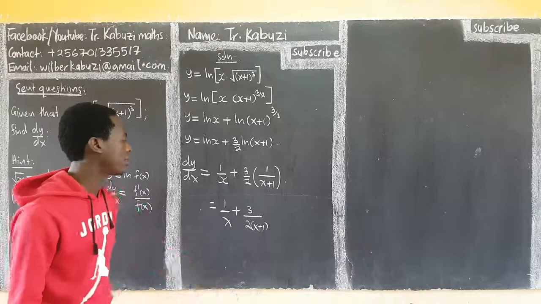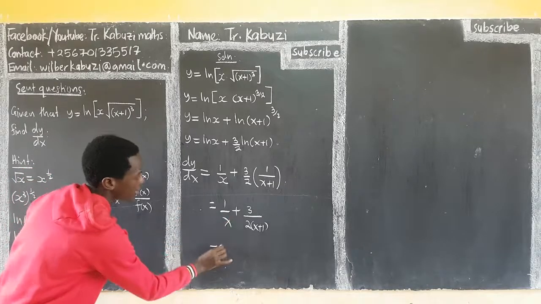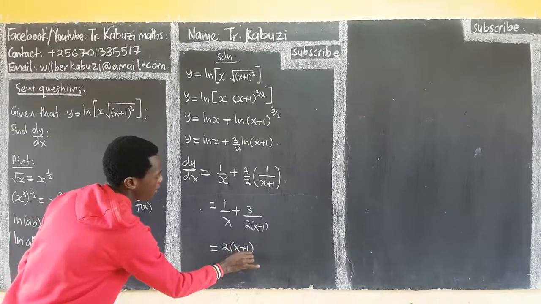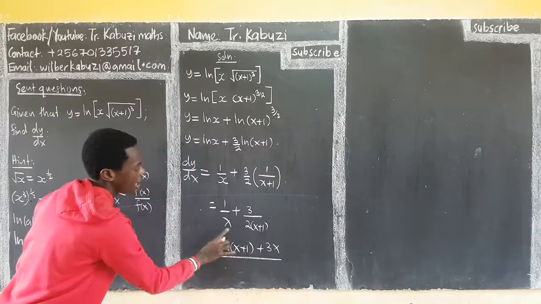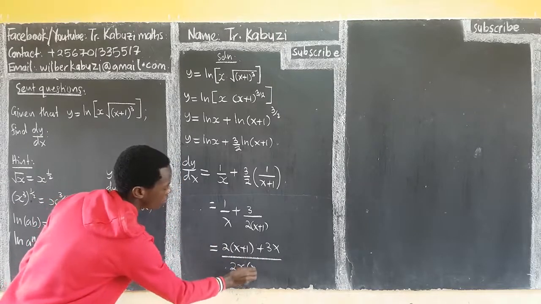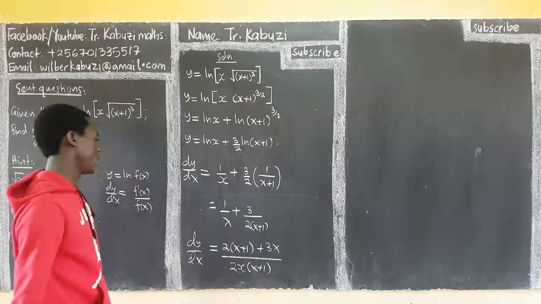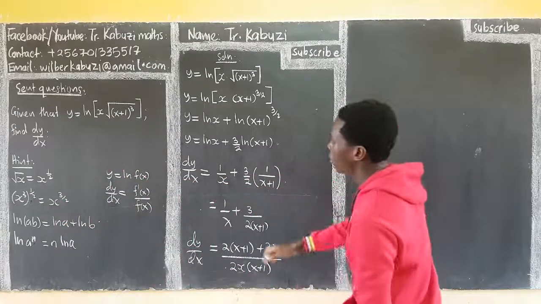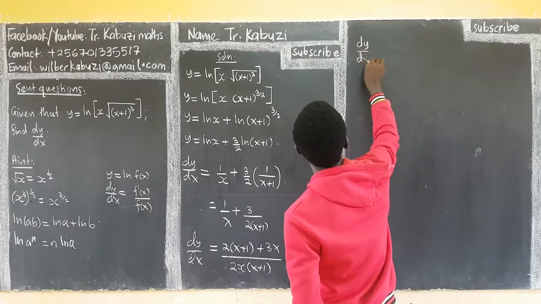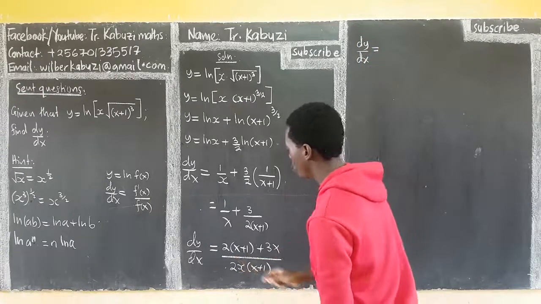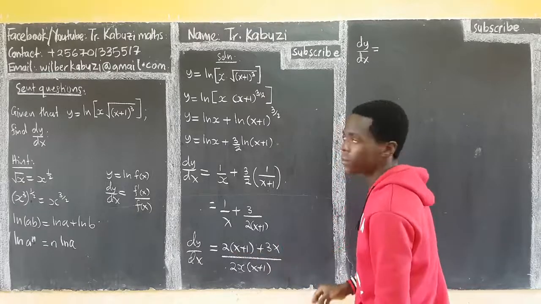And I open those brackets. So here, I'm going to now cross multiply. This times this, you get 2 times x plus 1. Then plus this times this, you get 3x. Down over this times this, we get 2x into x plus 1. This is my dy/dx. Then from there, what's remaining is just to simplify. So from here, my dy/dx is going to be 2x plus 2 plus 3x, we shall get 5x.